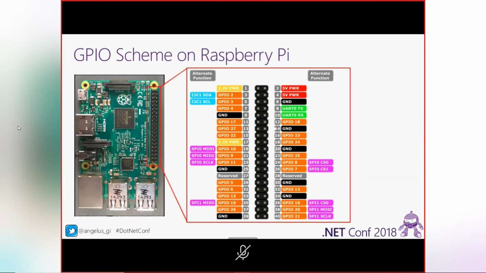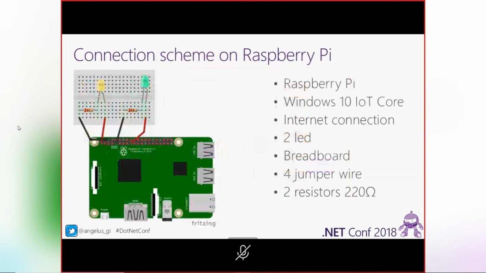But first, we have to see how Windows 10 IoT Core names the GPIO pins on the Raspberry Pi. We have this list of the GPIOs that we will use in the solution to connect to the LED or to other devices, such as a temperature reader and so on. And we will connect the LED to these four pins, two to give energy to the diode, and two to give the signal to switch the LED on or off. This is an example provided by Fritzing of how to connect the LEDs and the resistors to the Raspberry.